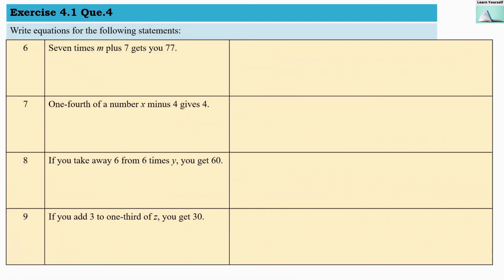The sixth question is 7 times m. 7 times m means 7 into m. Times means it is multiplication. Then plus, so we have to add 7 here. Gets you means equals to 77. So this is our equation, that 7m plus 7 equals 77.